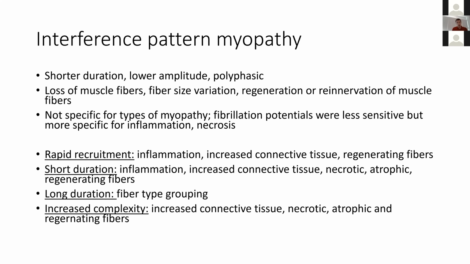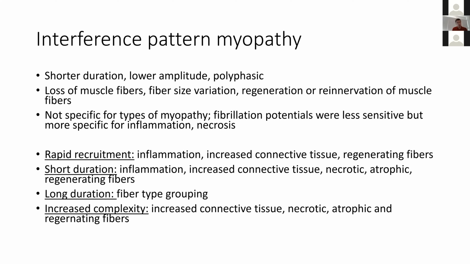So I repeat that the rapid recruitment is typical for inflammation with increased connective tissue with regenerating fibers. The short duration of the interference pattern of myopathy appears due to inflammation, due to increased connective tissue, due to necrotic, atrophic, regenerating fibers. Later on, we have the longer duration, like for example, as I showed you before in occlusion body myositis, the longer duration due to fiber type grouping.